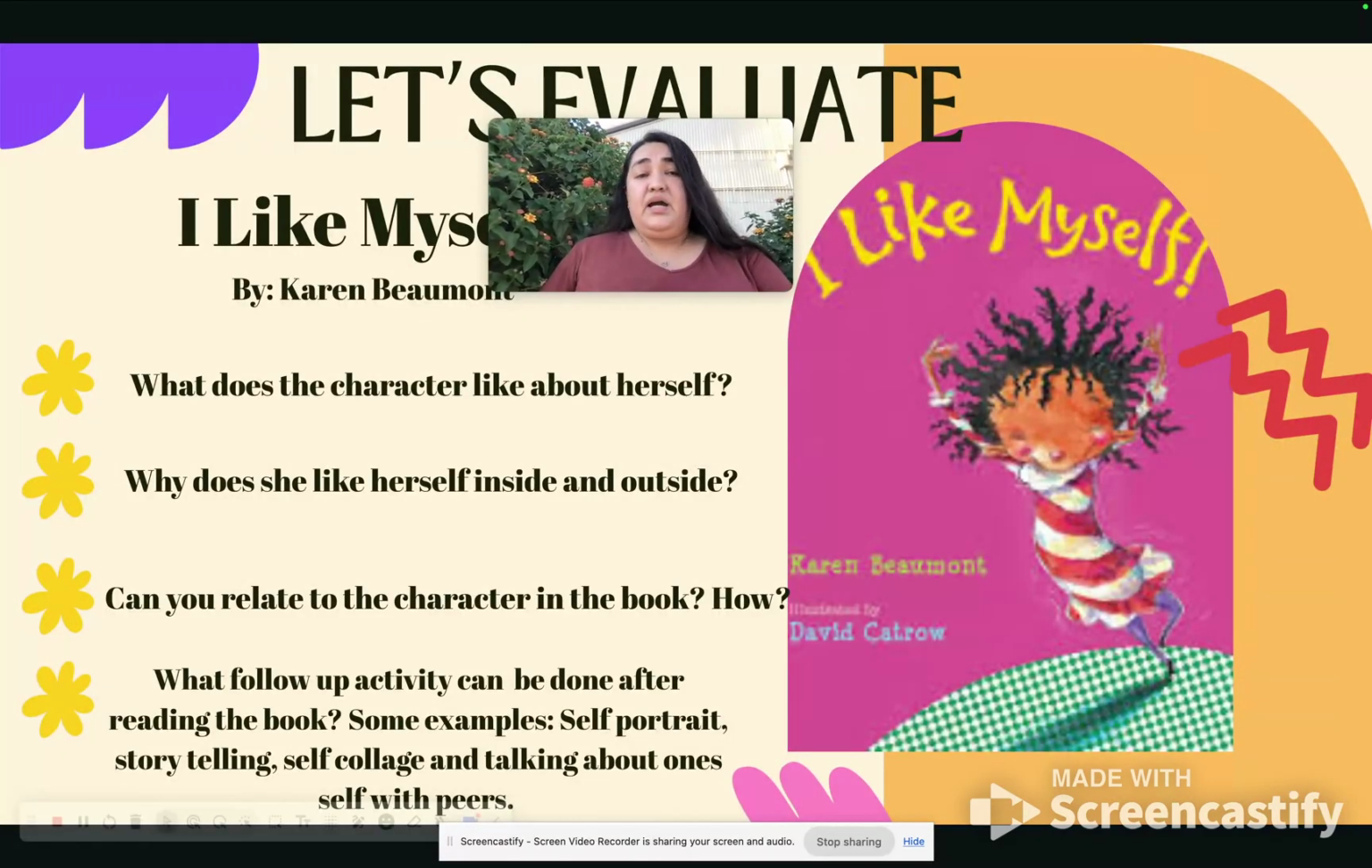Let's evaluate, "I like myself." This is an example that I made. That's the book. I use this with my TK students, and I asked them what the character likes about herself. And they would tell me what they liked about her.